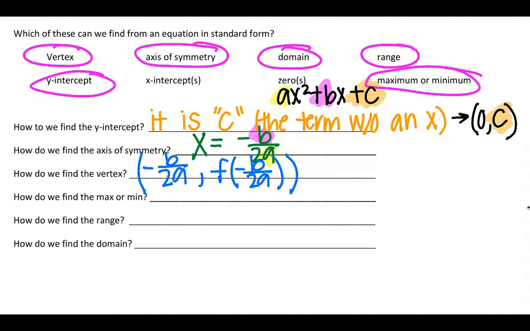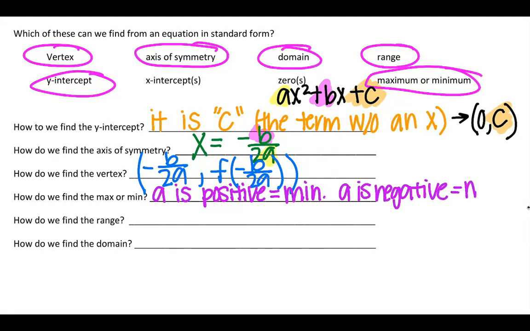Then how do we find if it's a max or a minimum? Well, max or min is determined by the a value. So if a is positive, it equals a min. If a is negative, it equals a max.